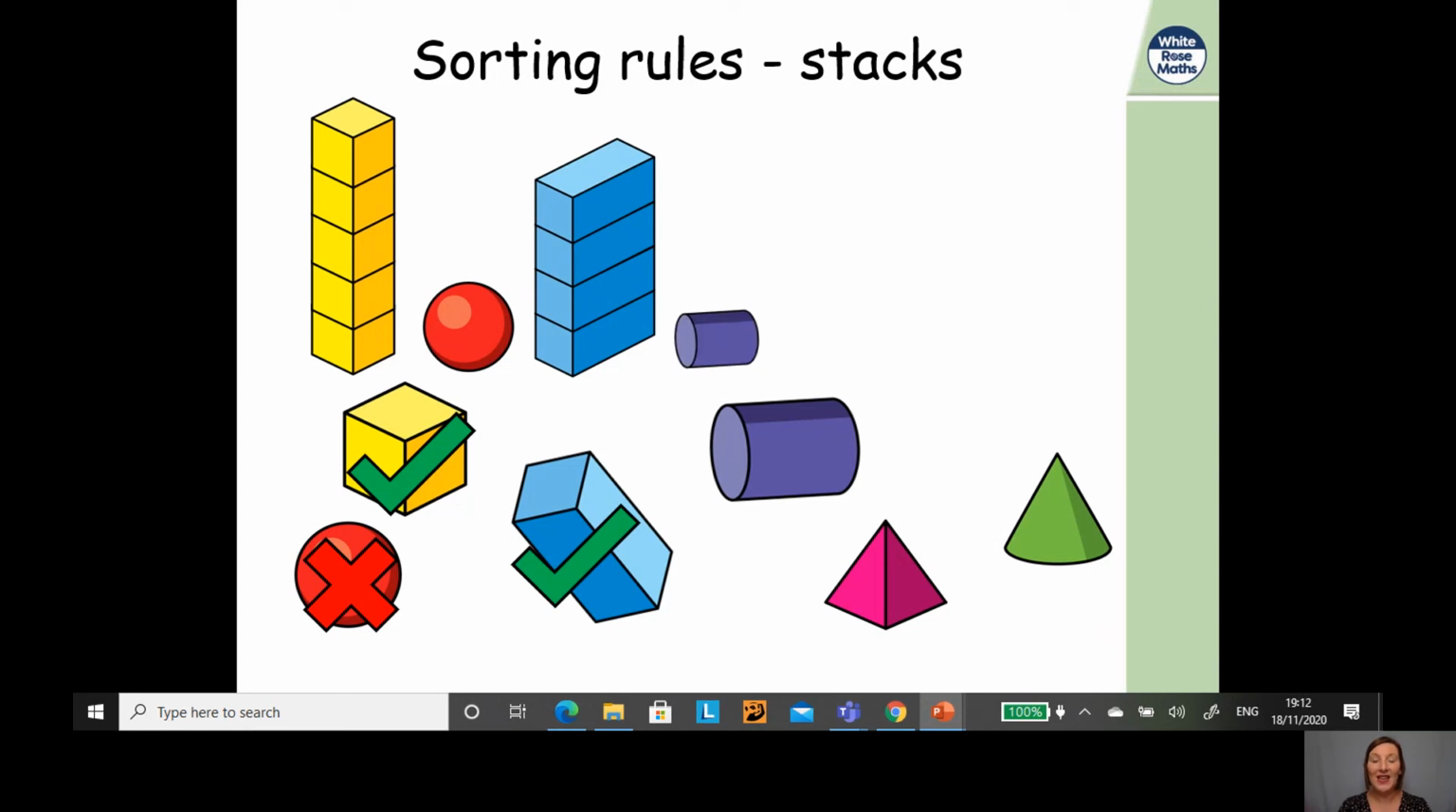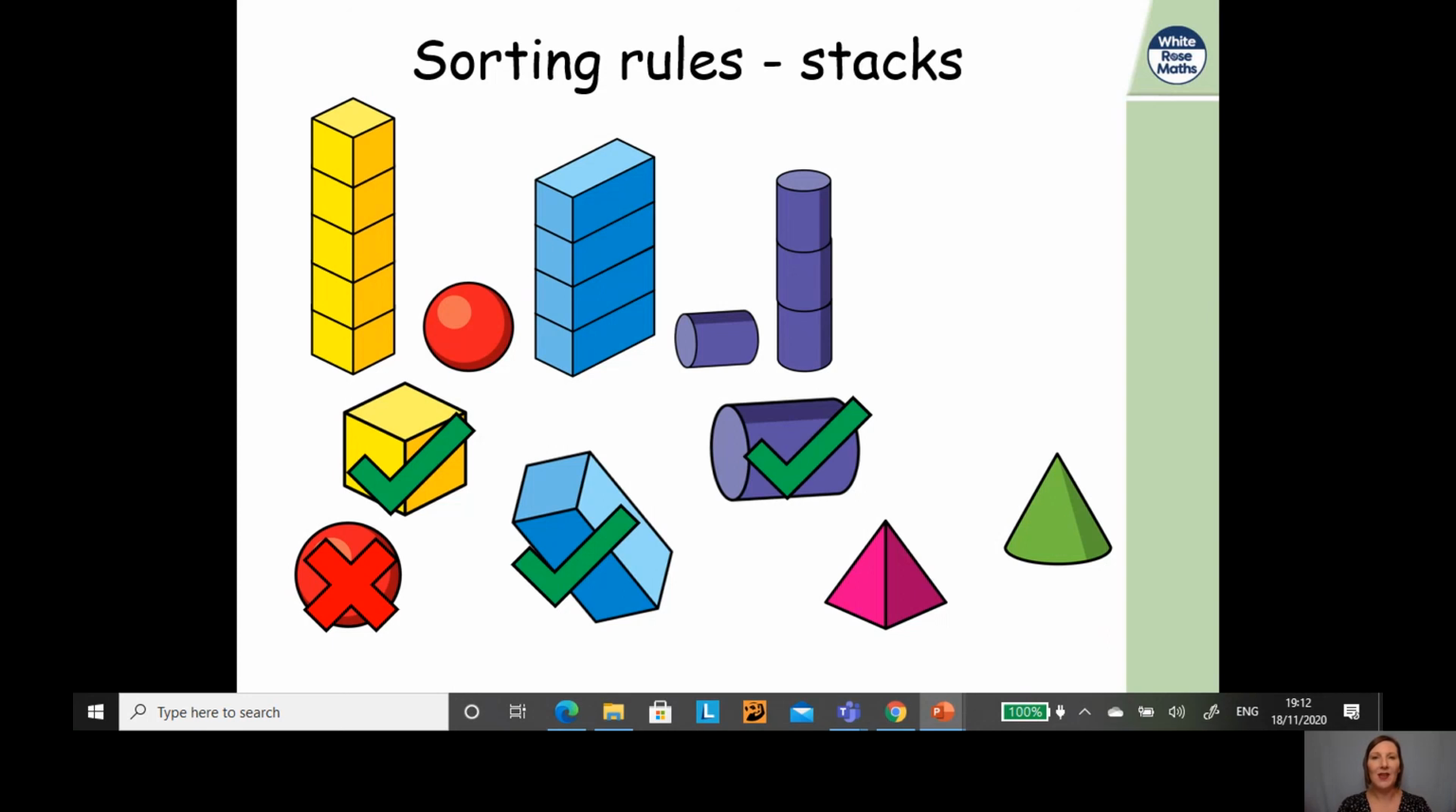Let's try the cylinder now. Does my cylinder stack this way? Oh, it doesn't, does it? It rolls off. It doesn't stack that way. But watch this. If I turn my cylinder this way, will my cylinder stack now? Yes, it does. Well done. Have a look. Brilliant. I've got 2 more shapes left.